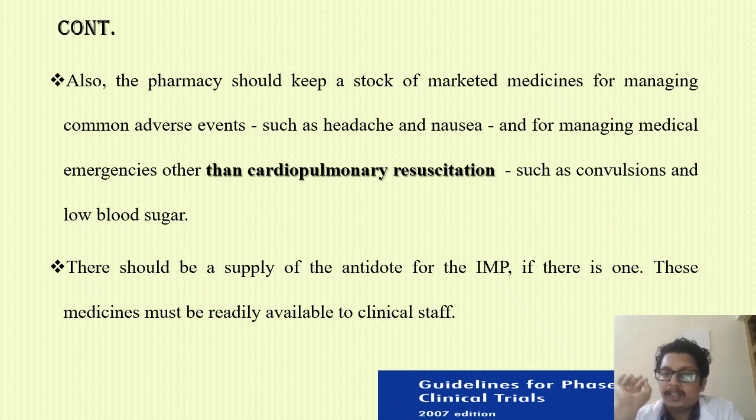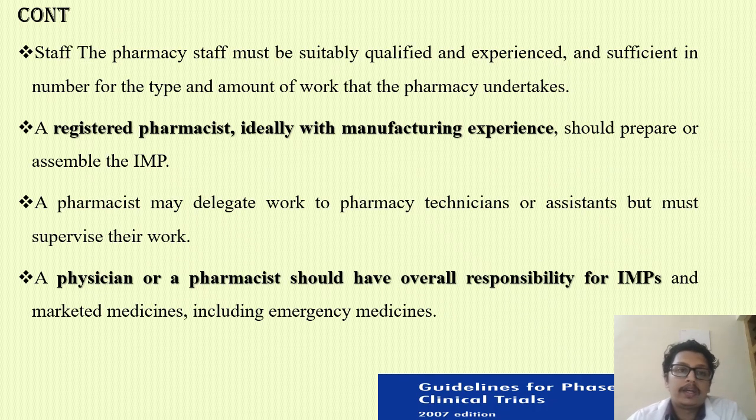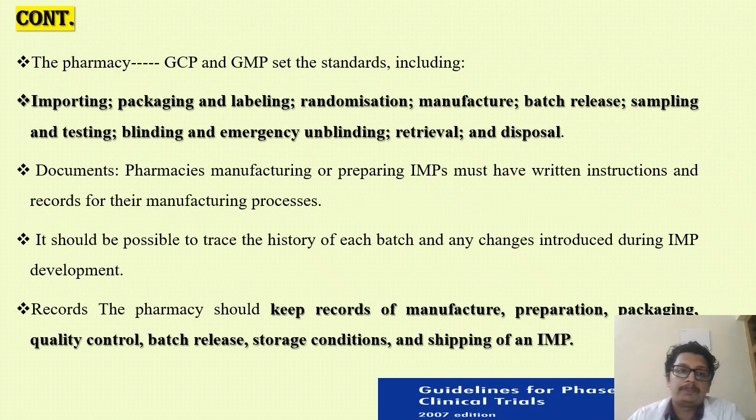There should be a supply of antidote for the IMP, investigational medicinal product, if there is one. This medicine must be readily available to the clinical staff. And the pharmacy staff must be suitably qualified and experienced and sufficient in number for the type and amount of work that the pharmacy undertakes. A registered pharmacist, ideally with manufacturing experience, should prepare or assemble the IMP. The pharmacist may delegate the work to pharmacy technicians or assistants, but must supervise their work. A physician or pharmacist should have overall responsibility for investigational medicinal product and marketed medicines, including emergency medicines.